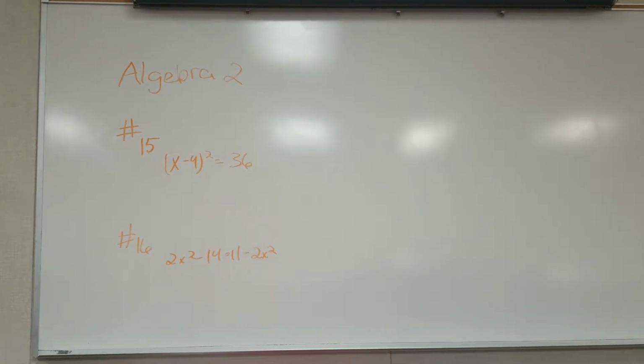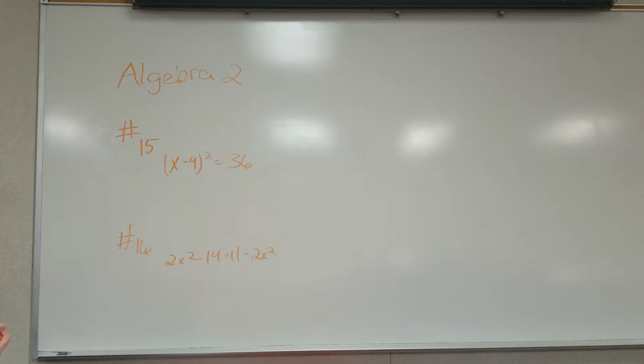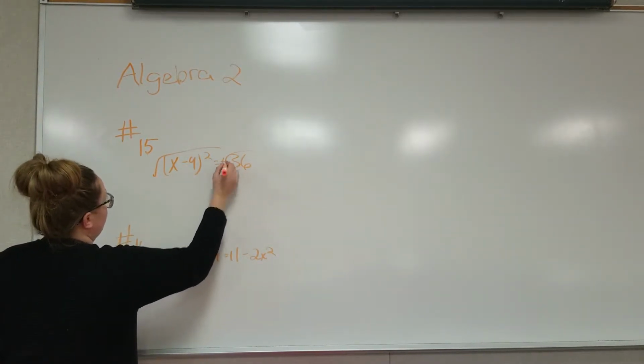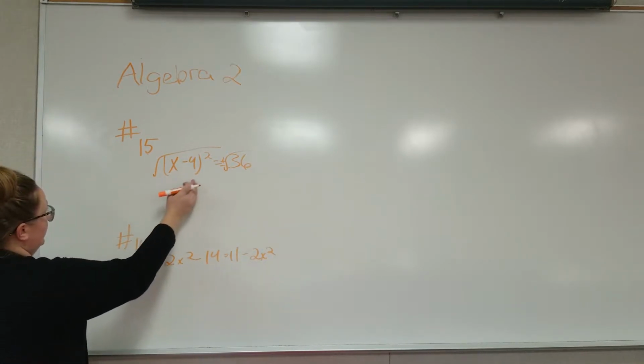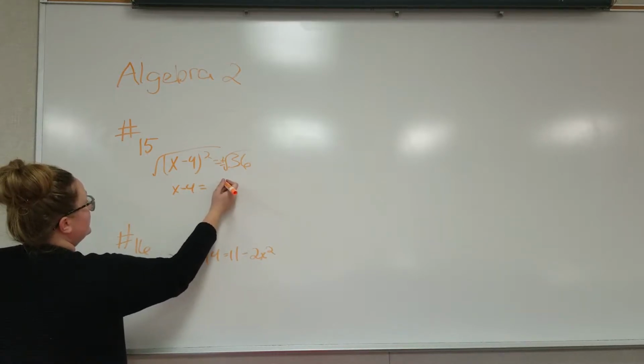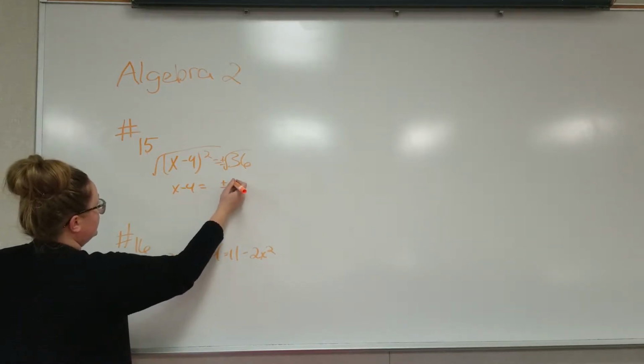All right, problem number 15. They give us this quadratic equation, x minus 4 squared equals 36. So when you have something set up like this, a binomial squared equals a constant, the best way to solve is by using the square root method, because the square root of anything squared is itself. So just square root both sides. Remember that on the right side of the equation, it's going to be plus or minus. So the square root of x minus 4 squared is just x minus 4. And the square root of 36 is 6, so it's plus or minus 6.